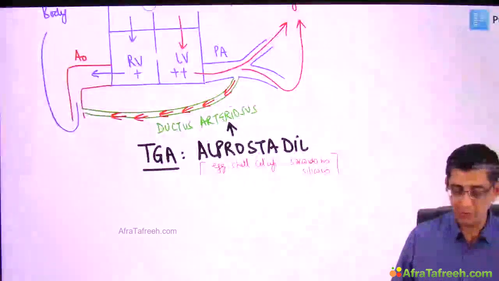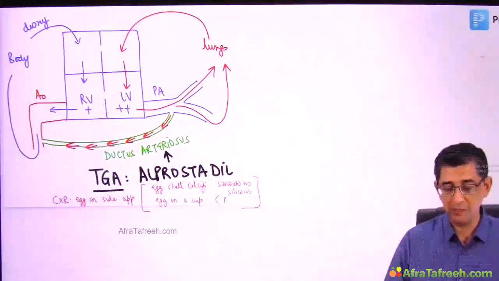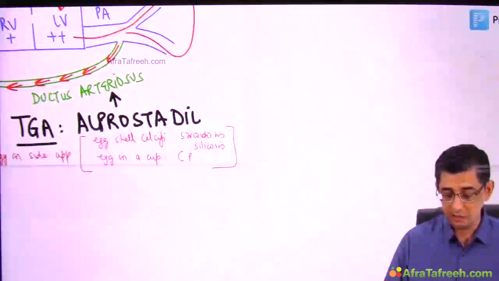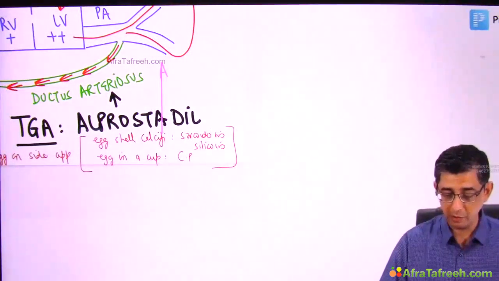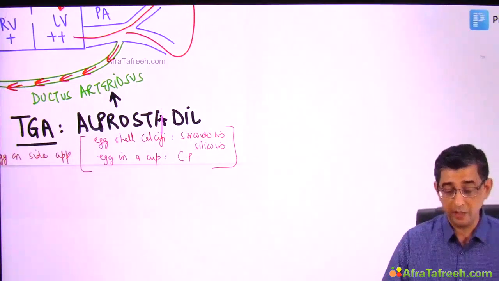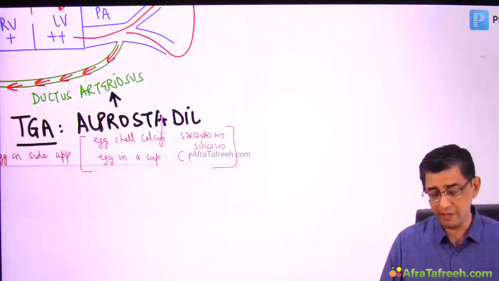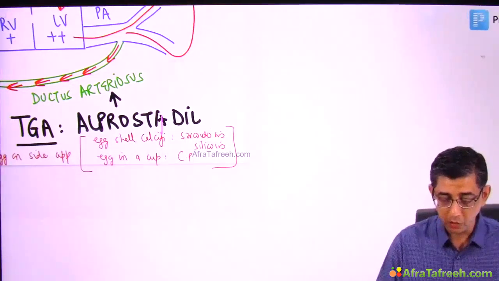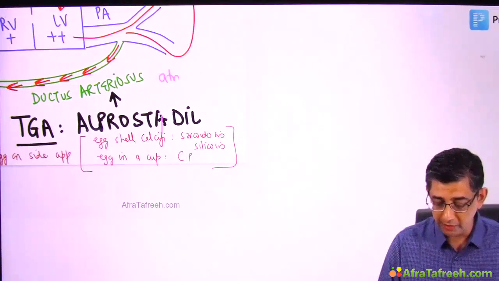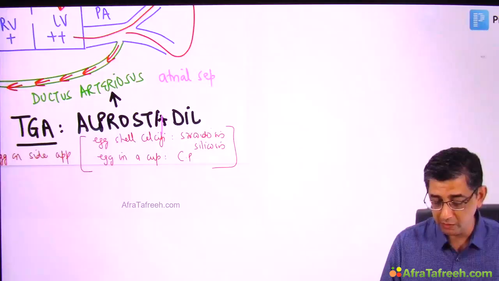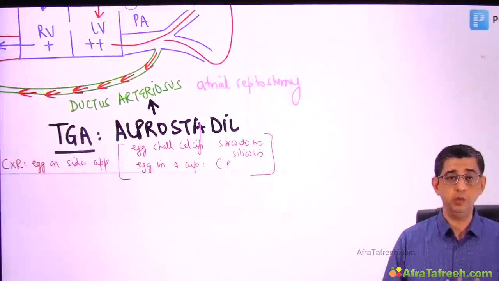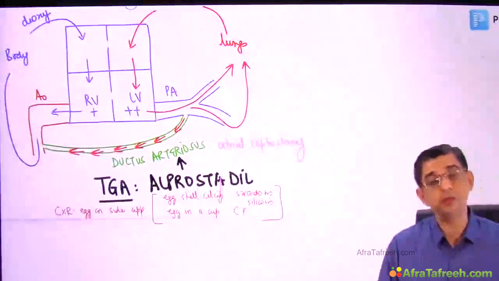And for transposition of great arteries, the initial management that we use is alprostadil plus atrial septostomy. If ASD is there, great. But if ASD is not there, we deliberately cause local destruction in the interatrial wall. Look at the extreme thing that I'm saying: if ASD is not present, atrial septostomy will be done to allow mixing of blood between the two circulations.